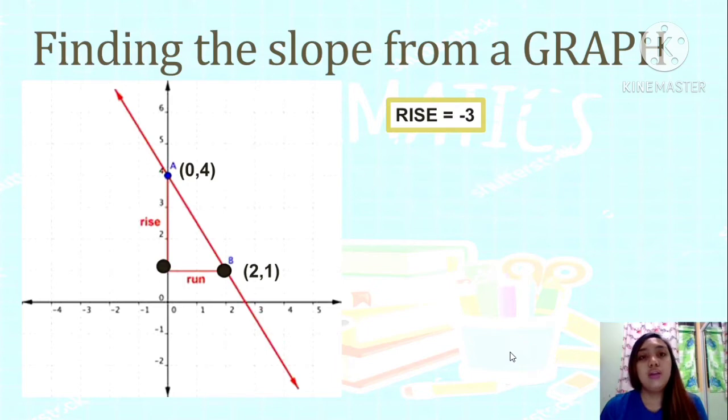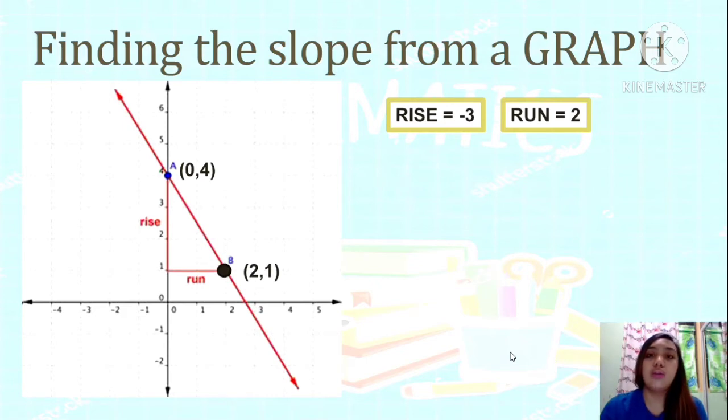Next, paano tayo magpupunta doon sa (2, 1)? Siyempre, magra-run tayo to the right or to the left? Siyempre, to the right. So, kapag to the right, positive yan. So, 1, and then 2. So, the run will be 2. So, what will be our answer for this one?